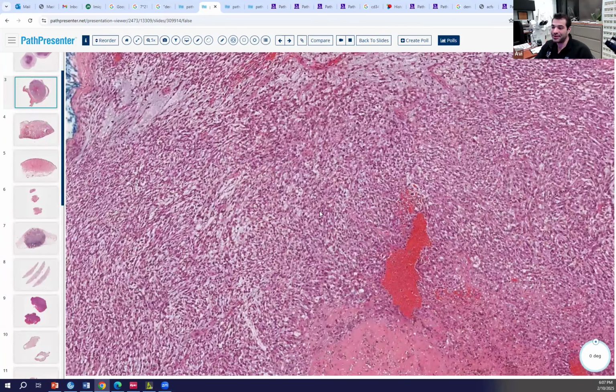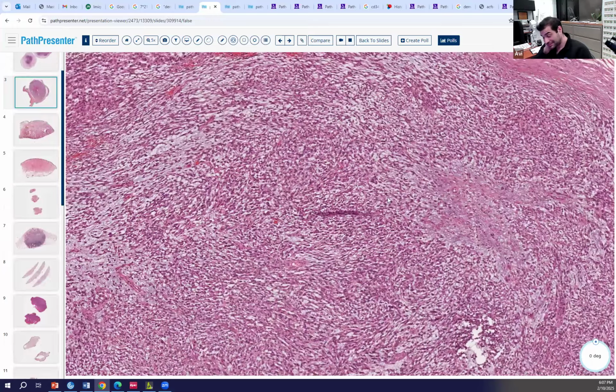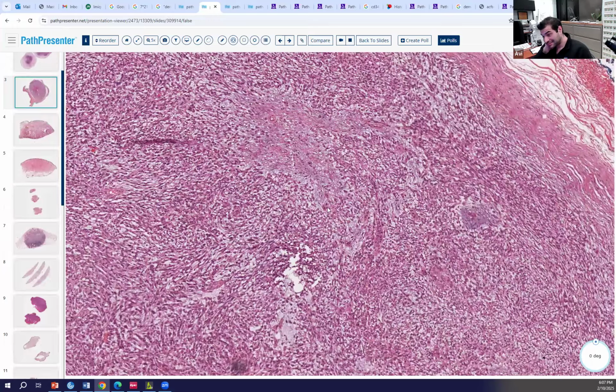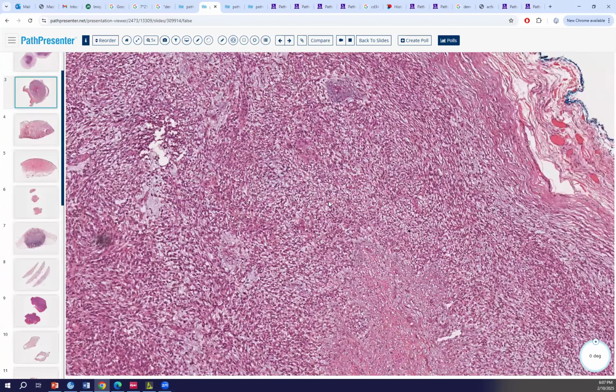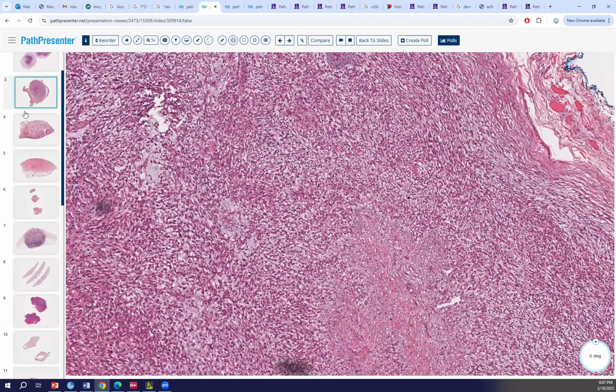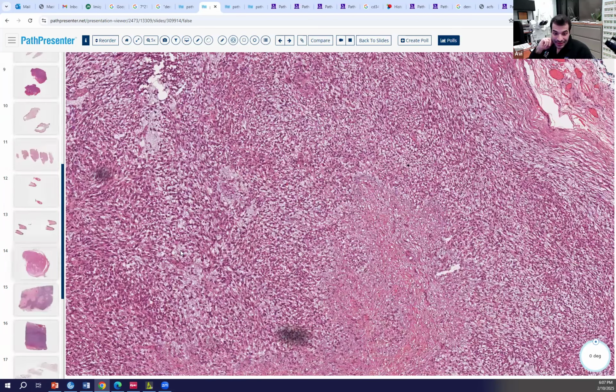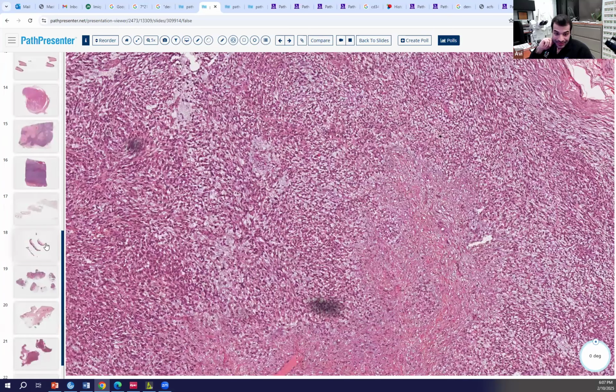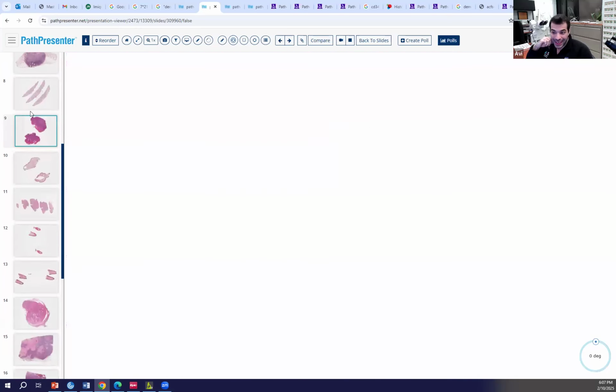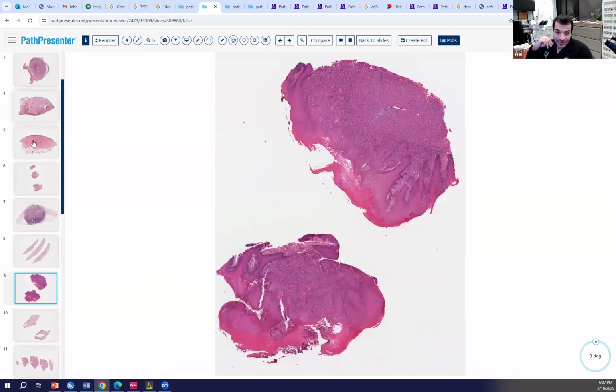Is there a variant of a schwannoma that's epithelioid? Ancient schwannoma? No. So if you're saying ancient schwannoma, so what is schwannoma with ancient changes then?